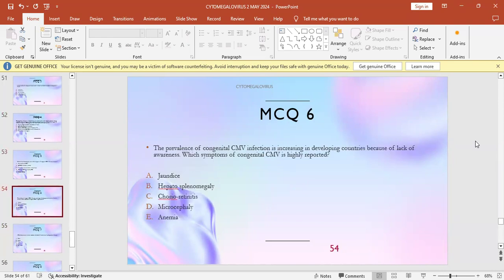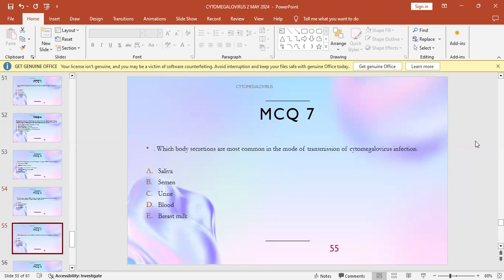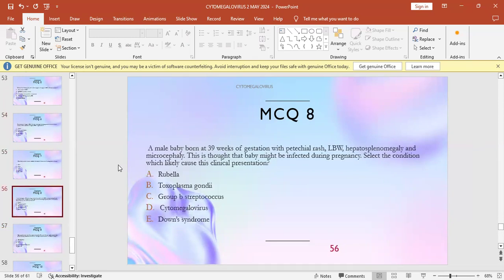Sixth MCQ: The prevalence of congenital cytomegalovirus infection is increasing in developing countries because of lack of evidence. Which symptom of congenital cytomegalovirus is highly reported: jaundice, hepatosplenomegaly, chorioretinitis, microcephaly, or anemia? A, it's jaundice. Seventh MCQ: Which body secretion is the most common mode of transmission of cytomegalovirus infection: saliva, semen, urine, blood, or breast milk? A, it's saliva. It can be spread by kissing a child less than 6 months of age.